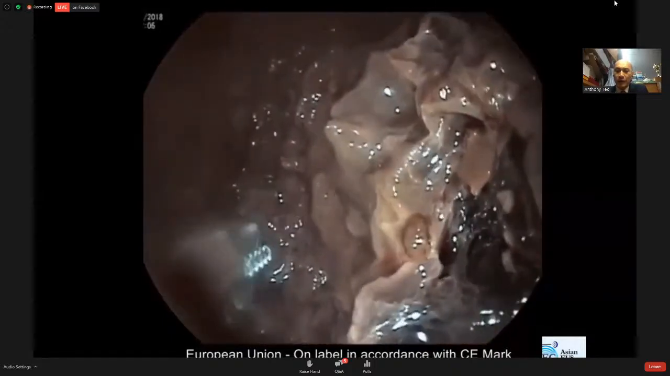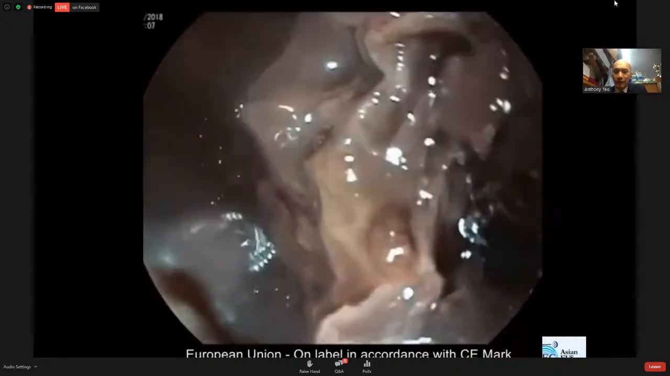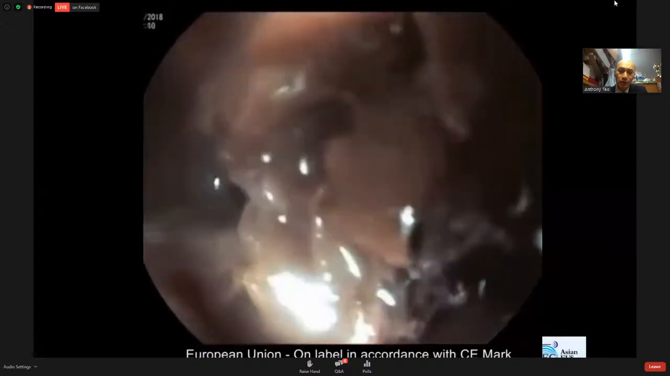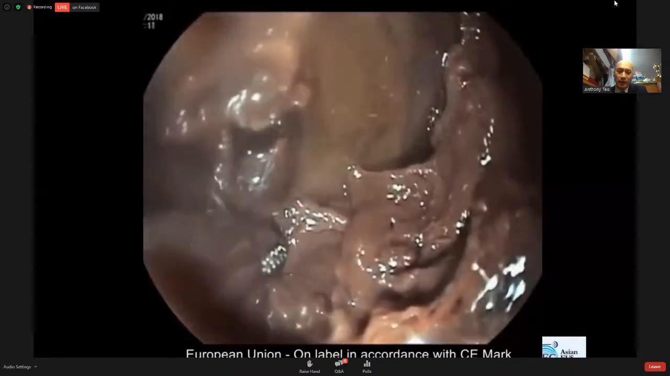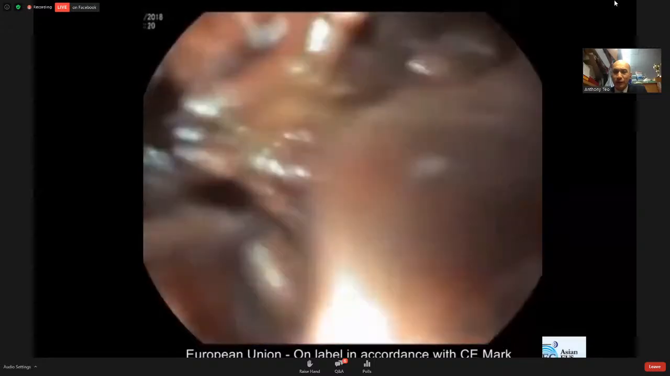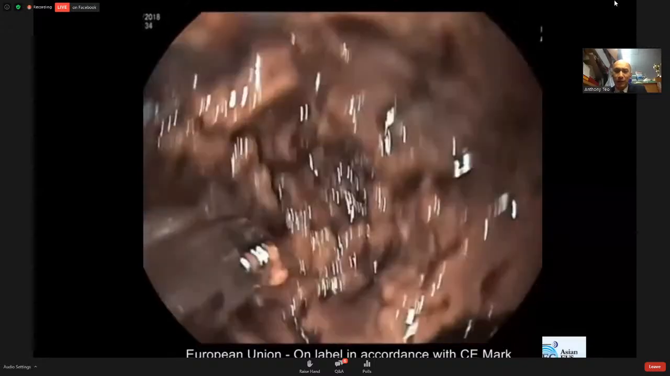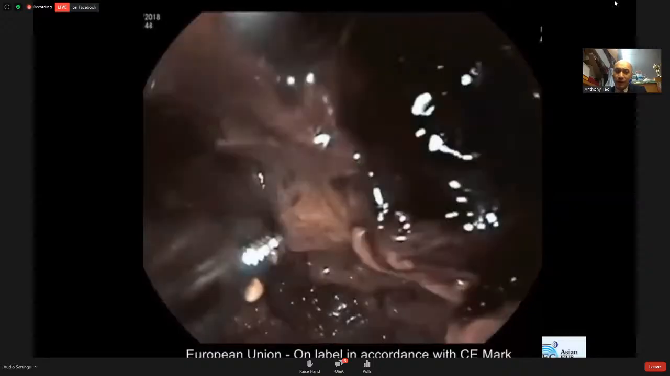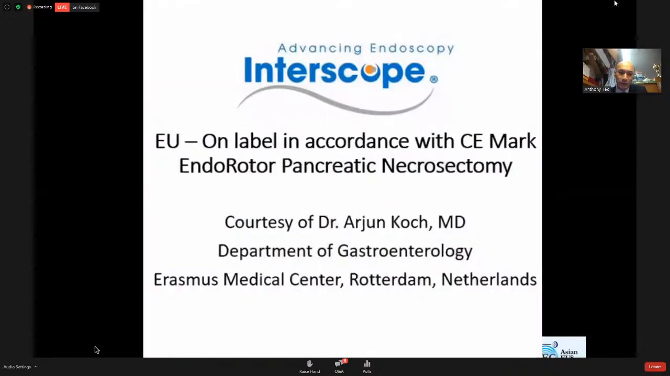So I've seen a few cases. It seems to be quite effective. Of course, you need to be careful not to suck in any vessels or anything like that. But for those who have done necrosectomy, you know that sometimes the procedure can be very cumbersome. So it seems like the device works very well in these sorts of cases.